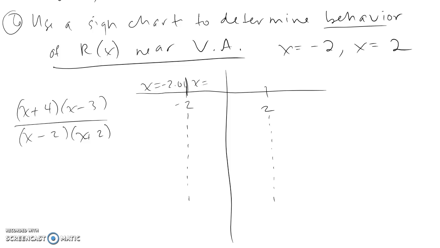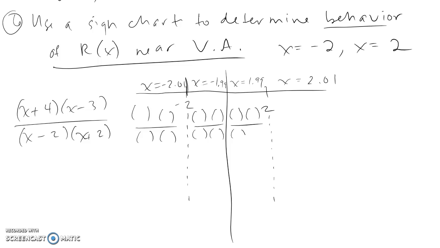What happens when x is -1.99? So we're really, really close to -2. Then we're going to look and see what happens to the sign of our function when x is equal to 1.99, again, right close to 2, and when x is 2.01. And the sign of our function is going to determine whether the function is approaching positive infinity or negative infinity by the asymptote.